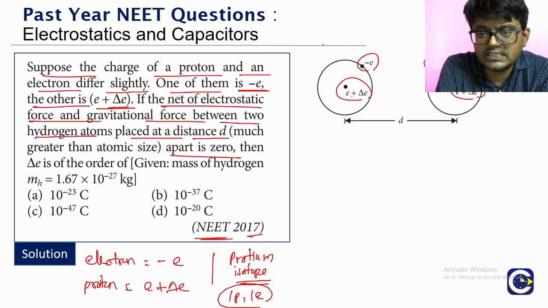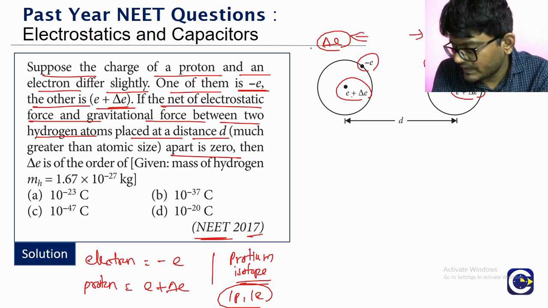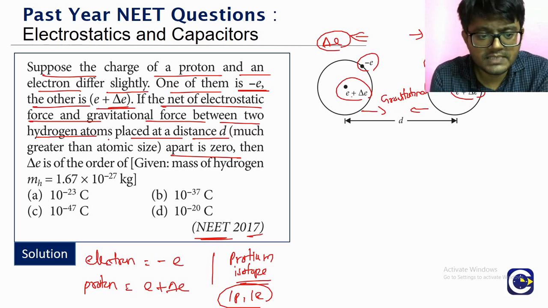What is the net charge? Delta E. Here also net charge delta E. So they both will repel. Electrostatic force wise they will be repelling, but they will attract because of the gravitation. Gravitational force they will attract. What is the concept they are saying?